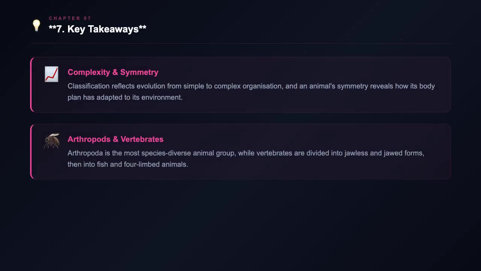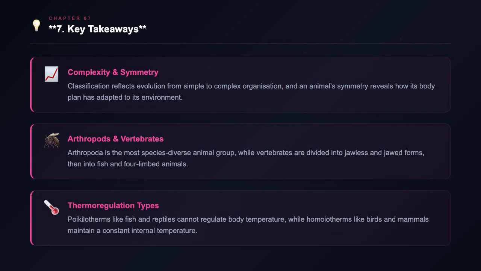Animal classification systems show how animals have evolved from simple to complex organization. An animal's symmetry reveals its body plan and how it has adapted to its environment. A coelom, when present, allows organs to specialize and perform complex functions. The notochord is a key feature of chordates, a flexible rod that runs along the body.